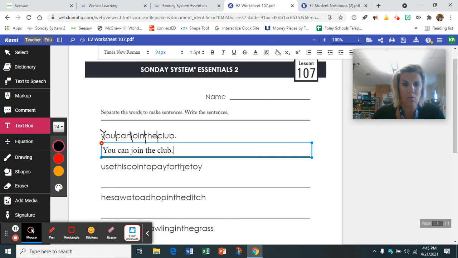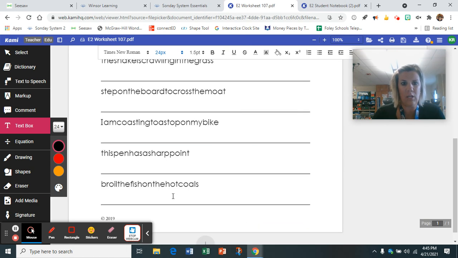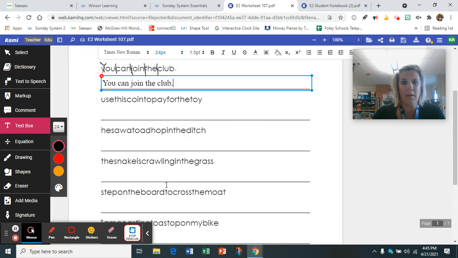I'll separate the words and then rewrite the sentence below. That's what you're going to do throughout the entire page. Do your best to figure out what each word is and to rewrite each sentence. Work hard and show your teacher what a great job you can do.